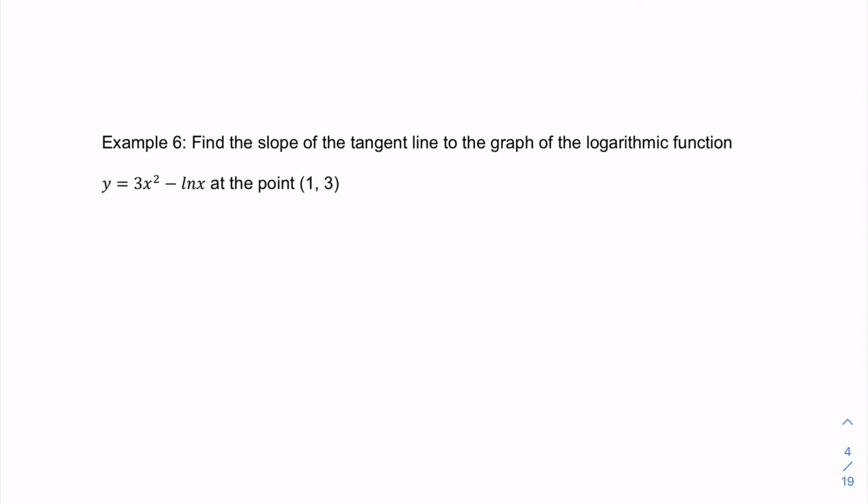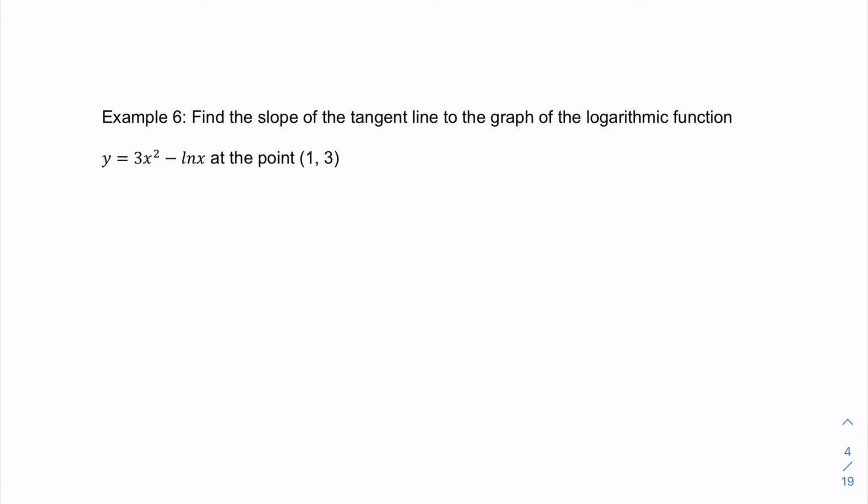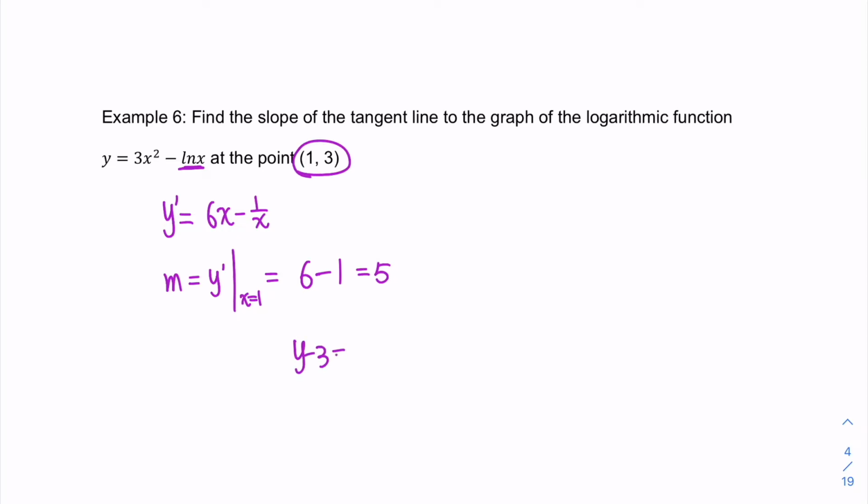Number 6, we are going to use the derivative to find the equation of the tangent line. When we take the derivative, we have a logarithm function here, but the steps are the same. First we find the slope, we find the derivative, which is 6x minus 1 over x. The slope will be the derivative at x equals 1. So we plug 1 in, 6 minus 1 gives us 5. After we find the slope, we just use the point-slope formula: 5 times (x minus 1). That's the equation of the tangent line.